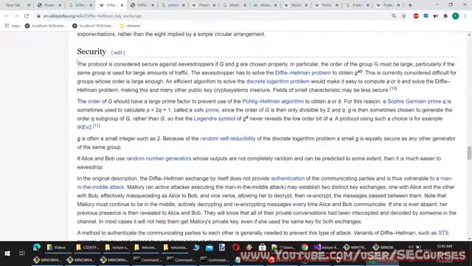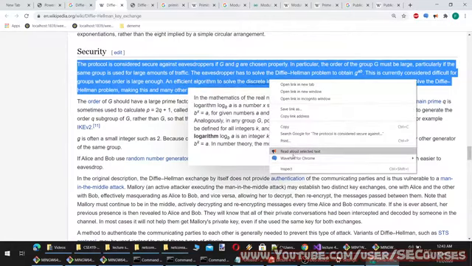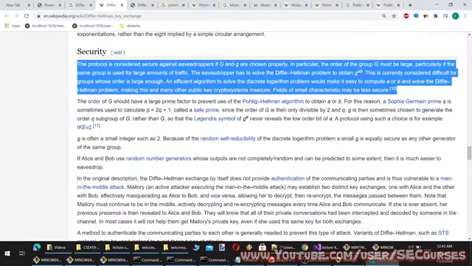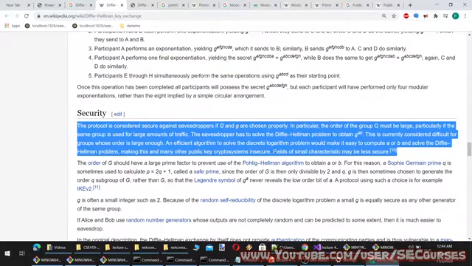Okay, and let's read this. The protocol is considered secure against eavesdroppers if G and g are chosen properly. In particular, the order of the group G must be large, particularly if the same group is used for large amounts of traffic. The eavesdropper has to solve the Diffie-Hellman problem to obtain g^ab. This is currently considered difficult for groups whose order is large enough.